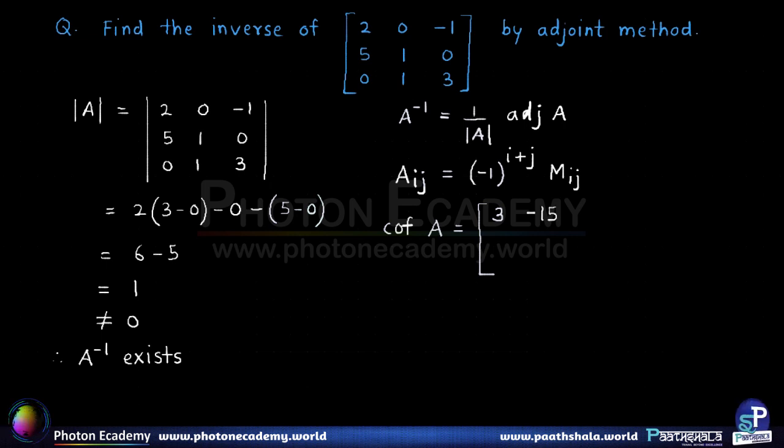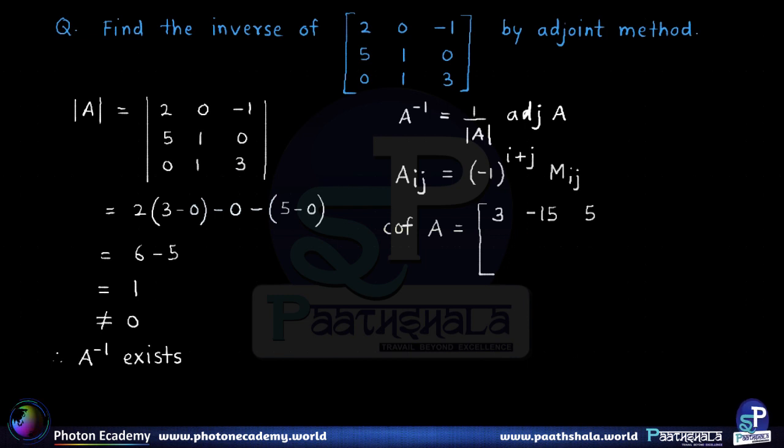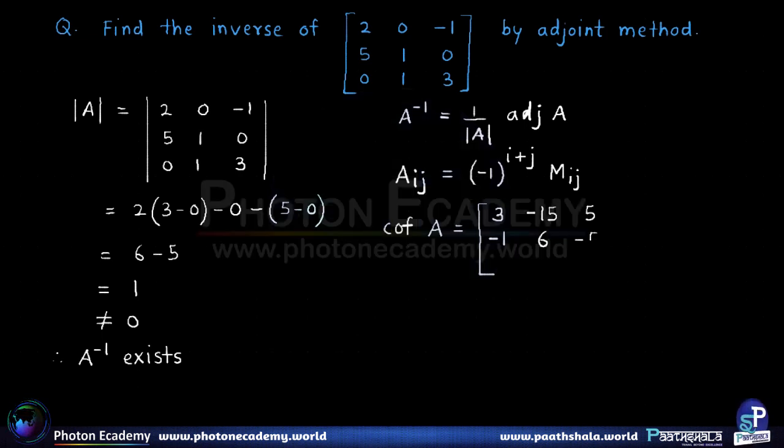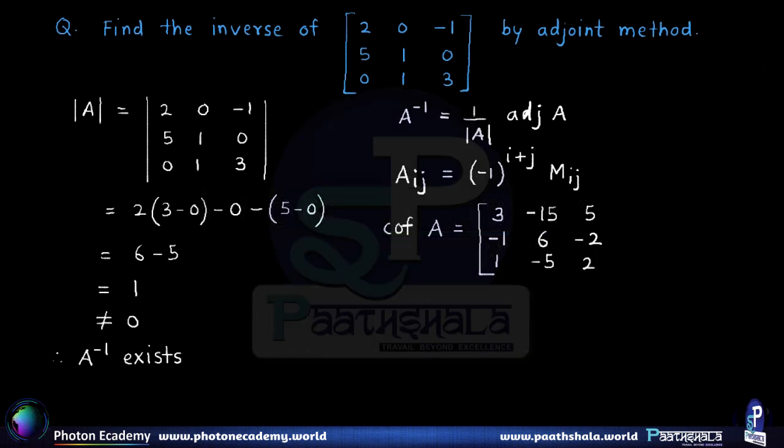Alright. Now moving ahead, similarly we complete the cofactors of all the remaining elements. So here we will have 5. Then next would be element 5, and there we'll have the cofactor as minus 1. Then we have 6. Then we have minus 5. Sorry, it will be minus 2. Lastly we have 1, then minus 5 and 2. So therefore this is the cofactor matrix.